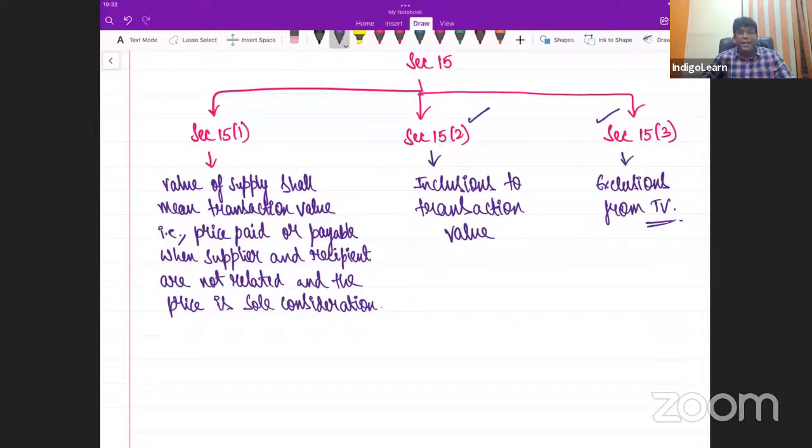What is 15.1? Value of supply shall always mean transaction value, which refers to price paid or payable when supplier and recipient are not related, but the price is what consideration? Sole consideration. That's an important point. So 15.1 says value of supply shall always mean transaction value, which refers to price paid or payable when supplier and recipient are not related and the price is sole consideration. 15.2 is what? Inclusions to transaction value. 15.3 exclusions from transaction value. Let's see what are those.